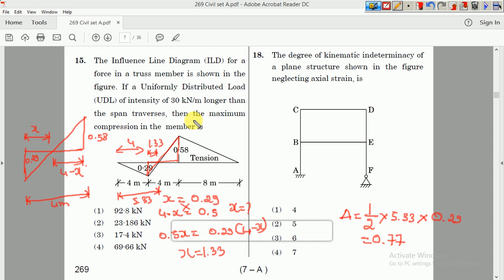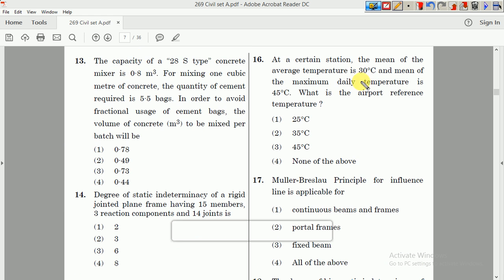Now they are asking what is the maximum compression in the member. They have given the uniformly distributed load, and this load is acting on the complete area. So I am multiplying it with 30, and I am getting the answer 23.1855. So easily I can go with this answer. These types of questions are really easy, but a little tricky. Influence line diagram comes in structural analysis. This question is repeatedly asked.